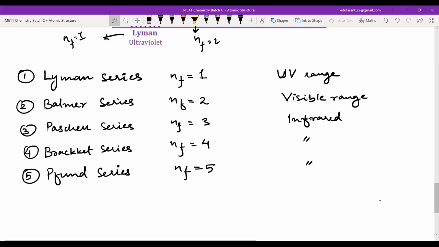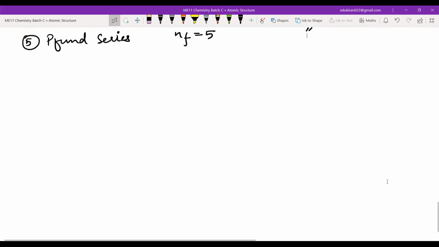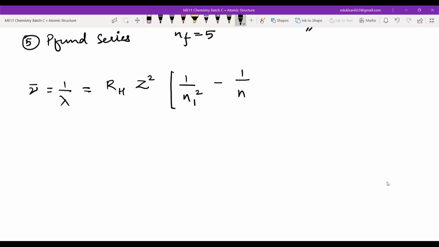Okay. Now, there is a relationship between whatever wavelength you get and the initial and the final stages. So the relationship is given by 1 upon lambda. In this 1 upon lambda, you must remember that it is the wave number. 1 upon lambda is equal to RH, that is the Rydberg constant, into Z square into 1 upon n1 square minus 1 upon n2 square.